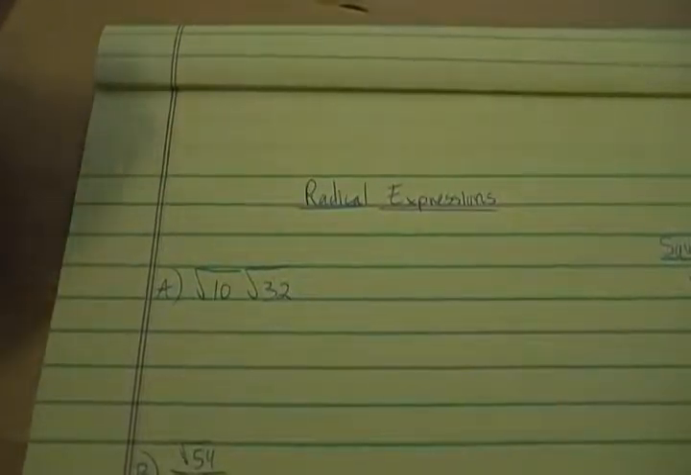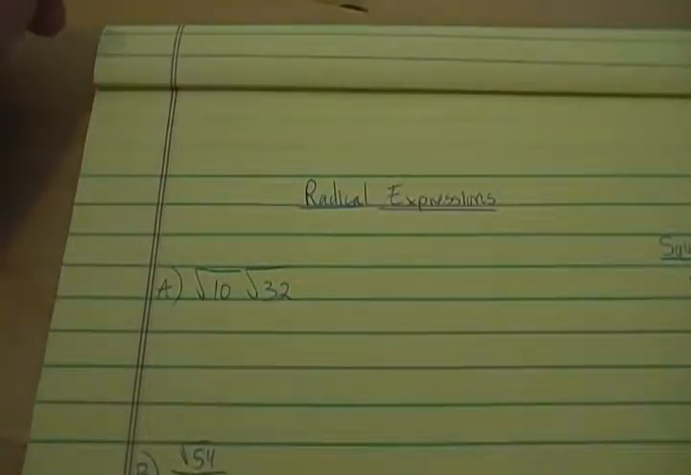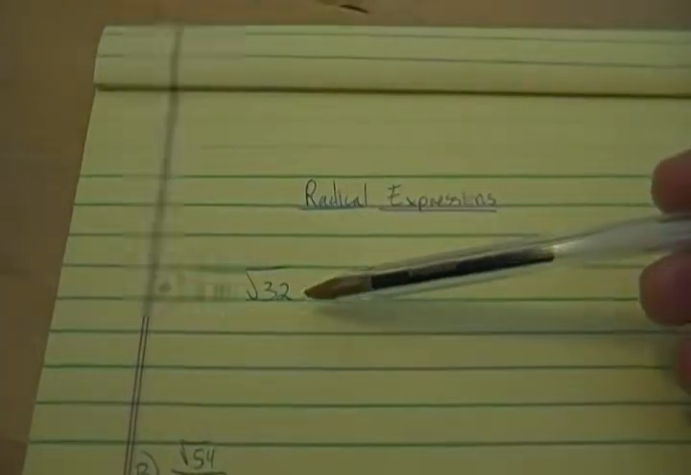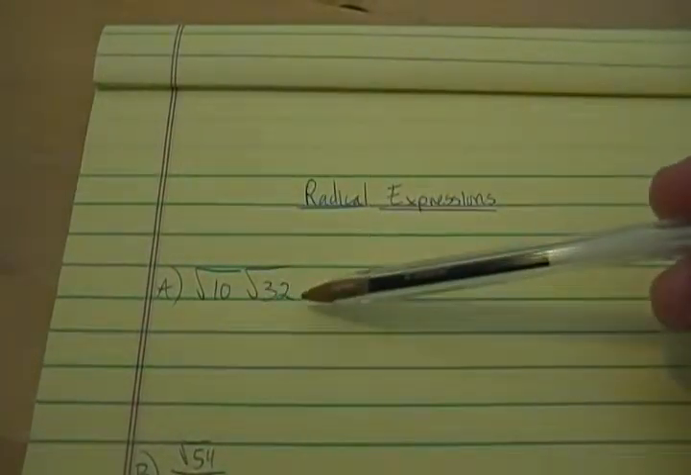Welcome to Saucy Math. This is a video about radical expressions and combining and simplifying expressions that involve radicals. So the first one we're going to look at here is the square root of 10 times the square root of 32.